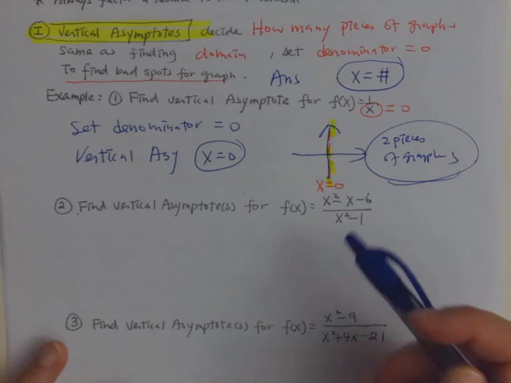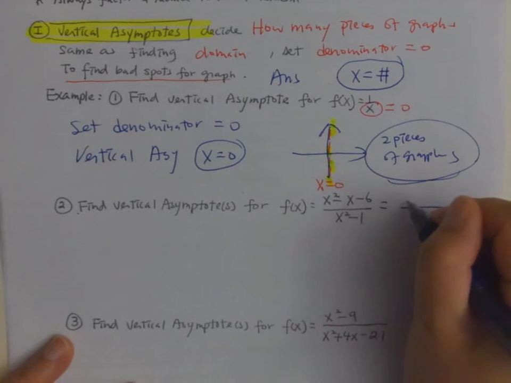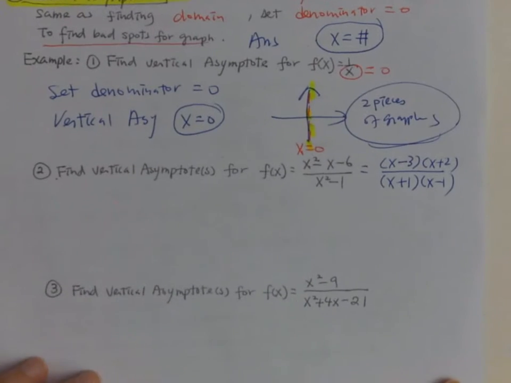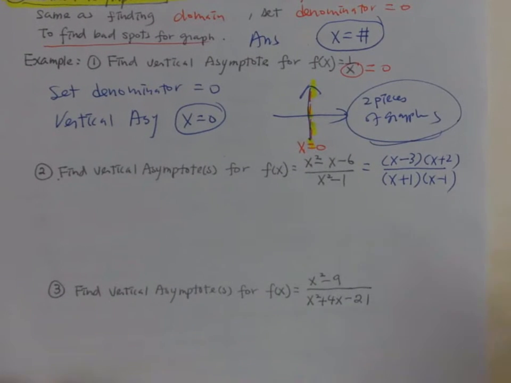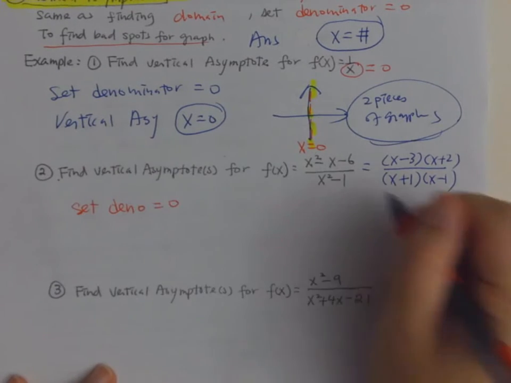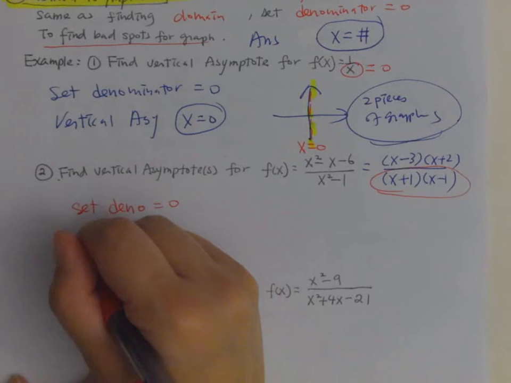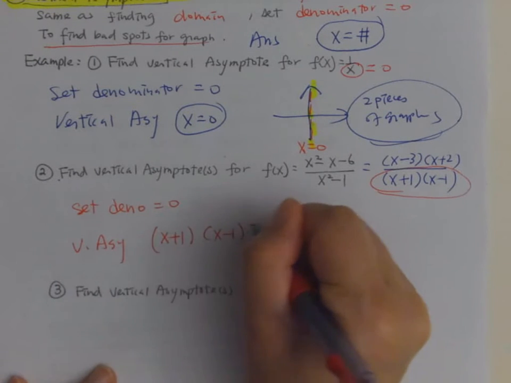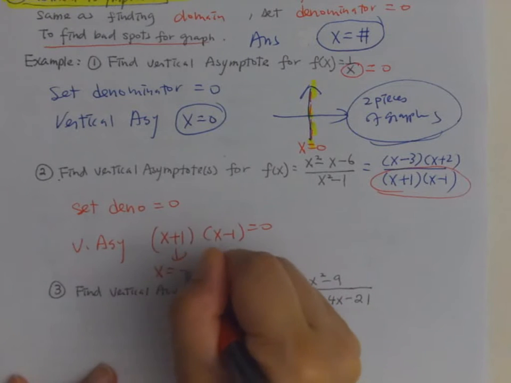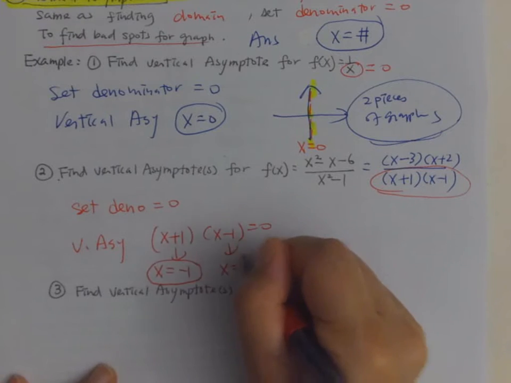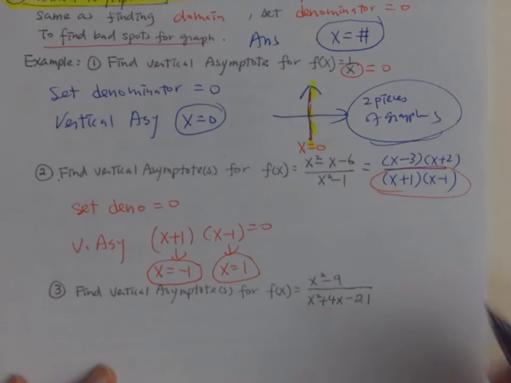Okay, the second one looks like the one we just did earlier, right? So we already factored it: x minus 3, x plus 2 over x plus 1, x minus 1. To find the vertical asymptotes, we set the denominator equal to 0. So it's this part. My vertical asymptotes come from x plus 1 times x minus 1 equal to 0. So it means x equal to -1, and also x equal to +1. Remember, it's x equal to a number, so make sure you write x equal to, okay?